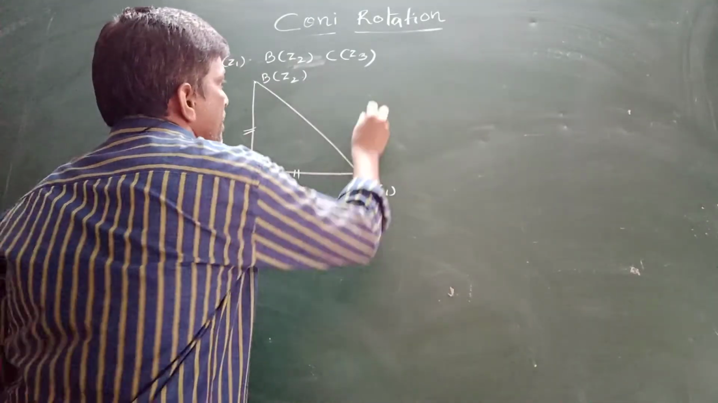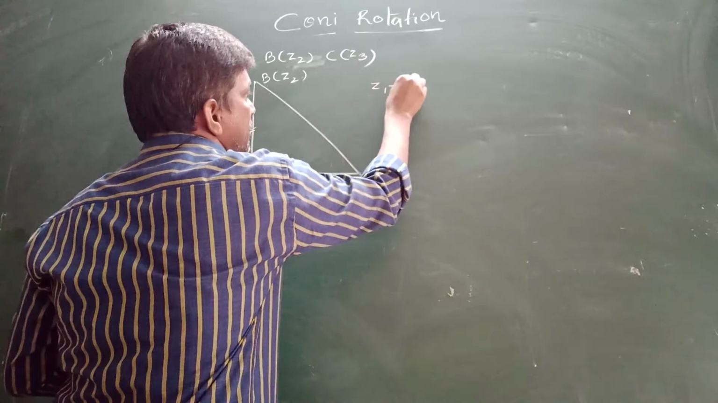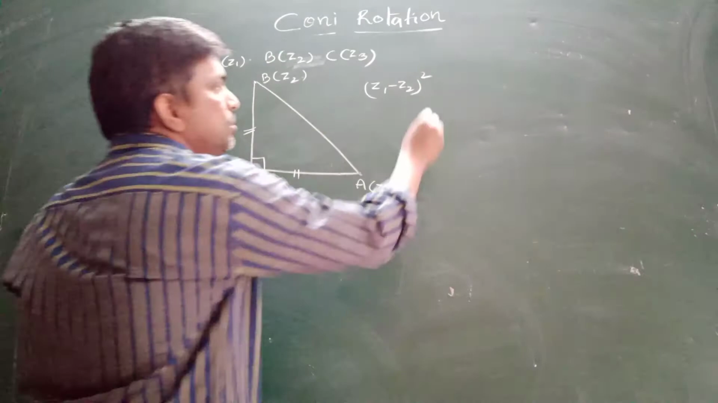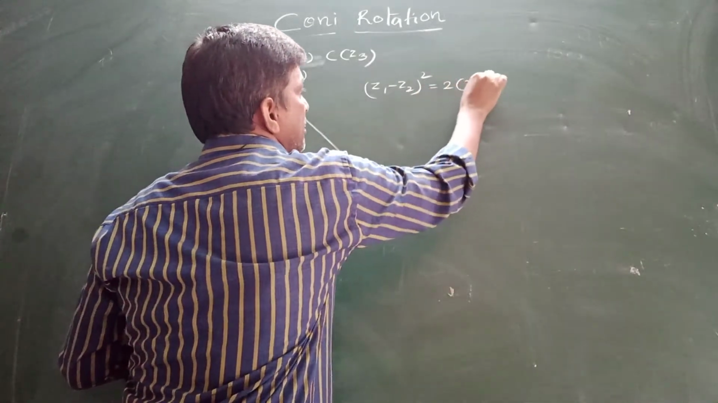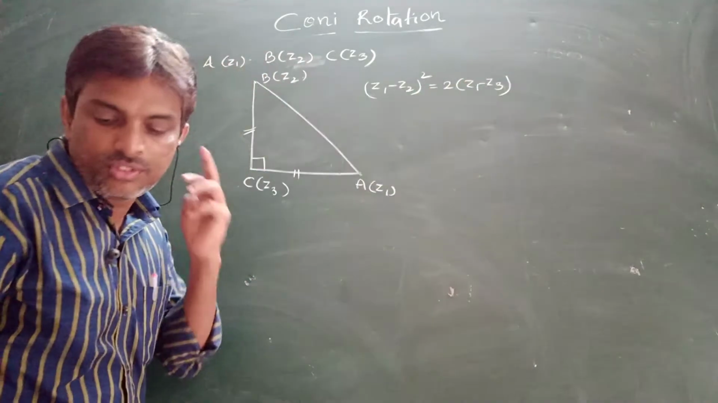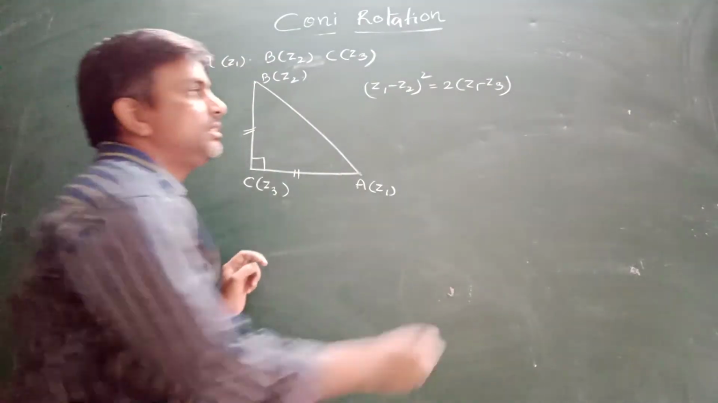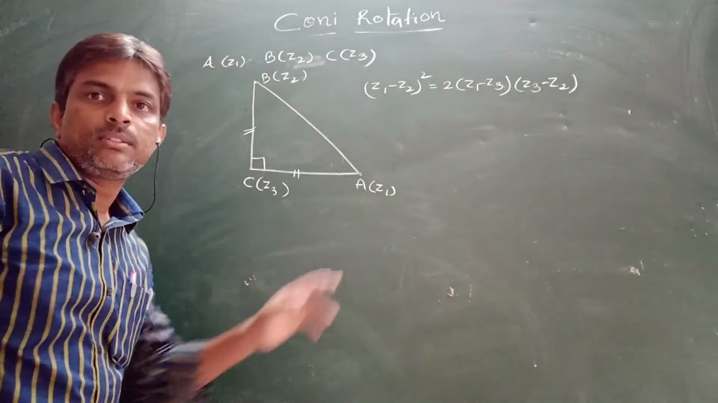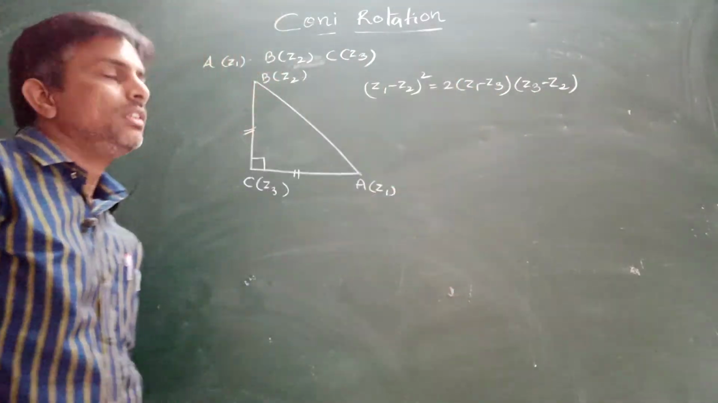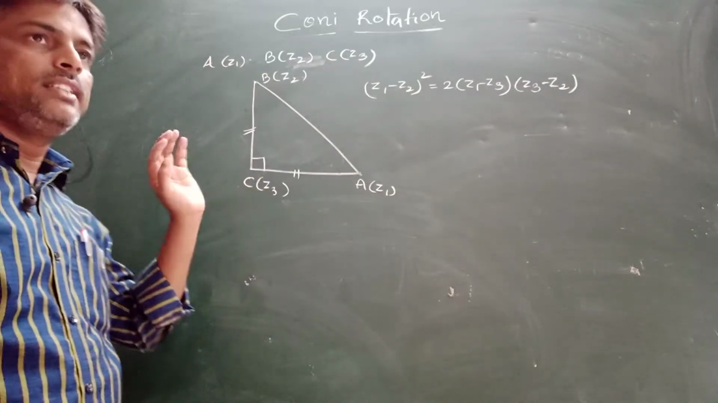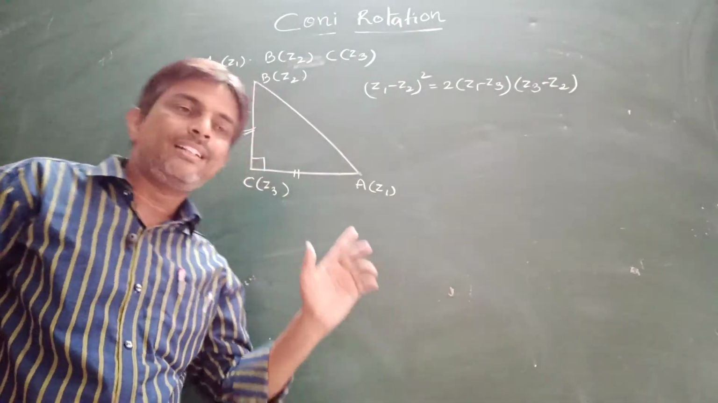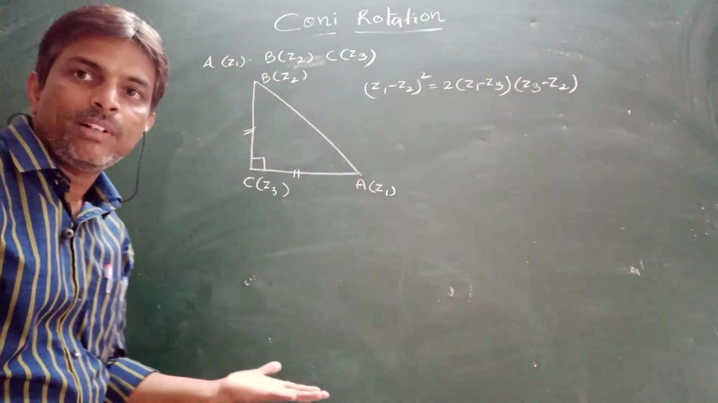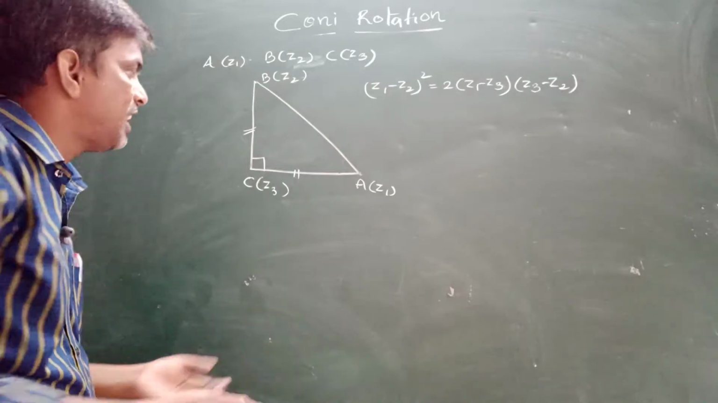What are we asked to prove? We were asked to prove that Z1 minus Z2 whole square is equal to 2 times Z1 minus Z3 into Z3 minus Z2. So we were asked to prove this result. What information is available? ABC is a right isosceles triangle at vertex C. That's the only information. Now again I use my Coni rotation concept. Only one option is available.